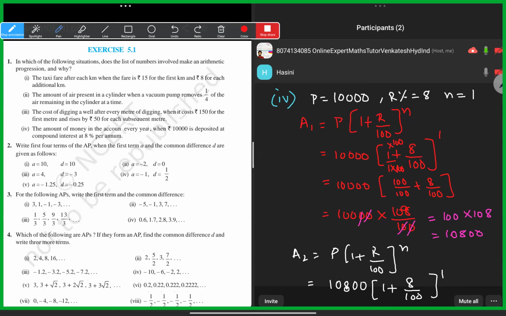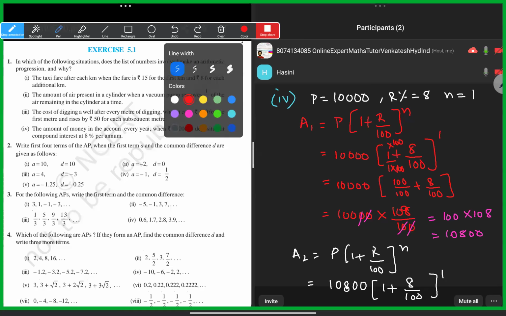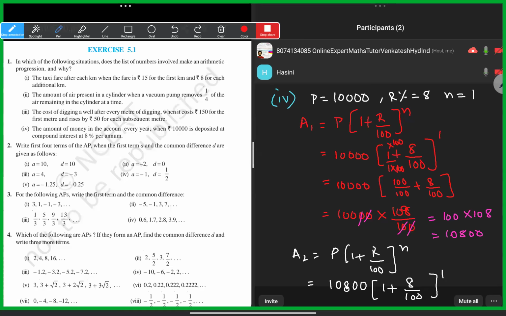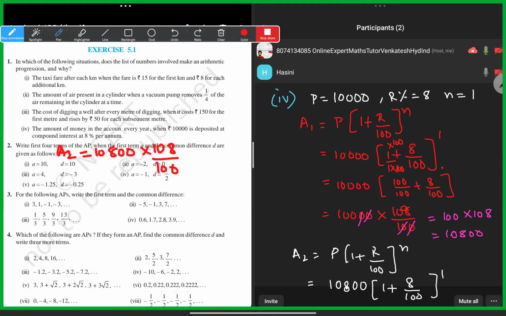So shall I delete this part? I am writing it here. Now A2 is equal to 10,800 into 1 plus 8 by 100. Shall I directly add like this? Same way, it will become 108 by 100 only. Whole power 1 means 108 by 100. Now the 2 zeros again will get cut.